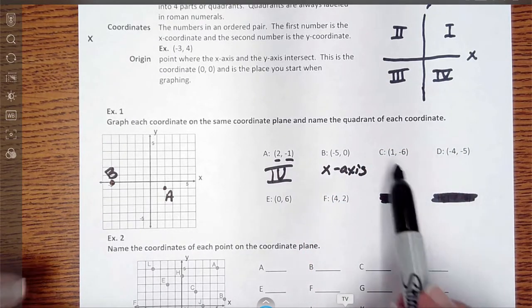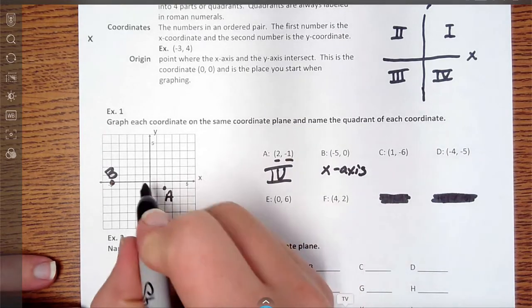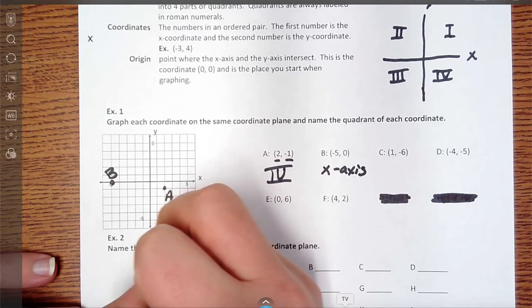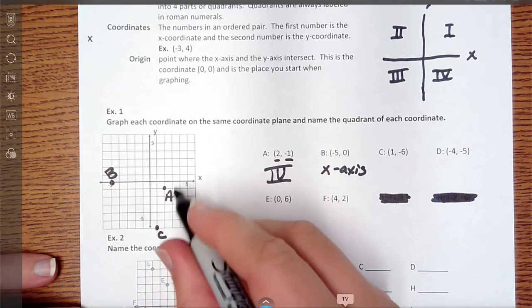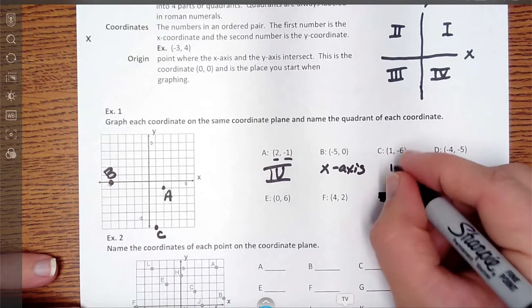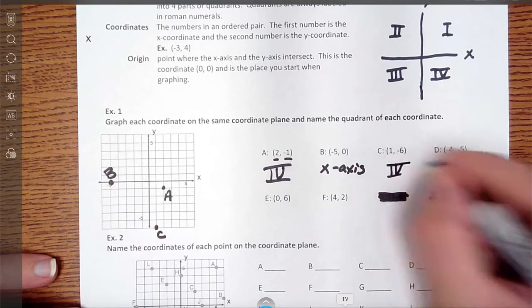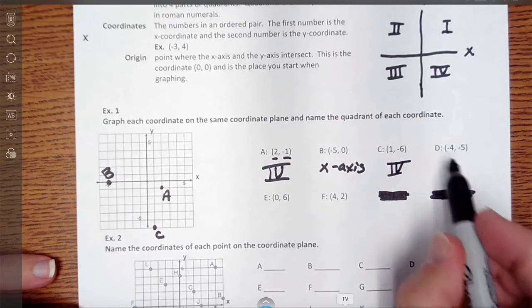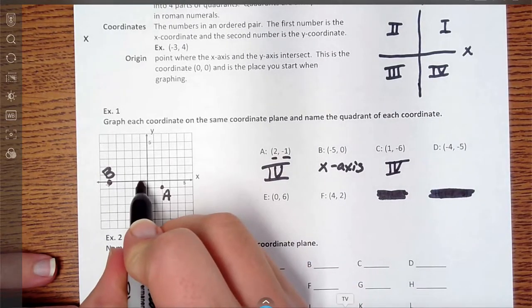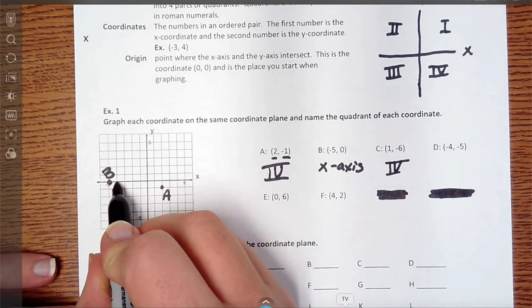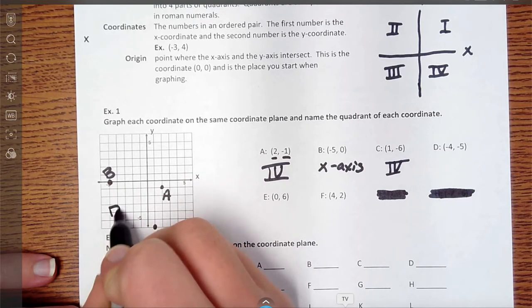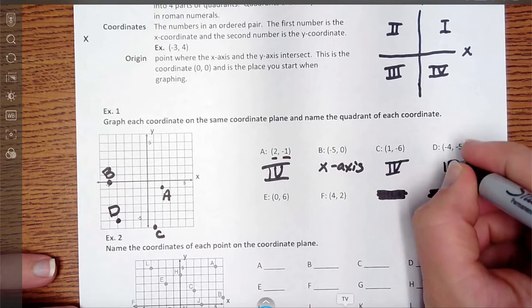All right, how about (1, -6)? So positive 1 to the right, -6, down 6. And again, quadrant 4, IV. Next one, (-4, -5). So -4, I go to the left: 1, 2, 3, 4. And then -5 is down 5. That's D.